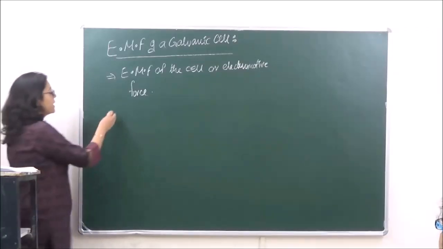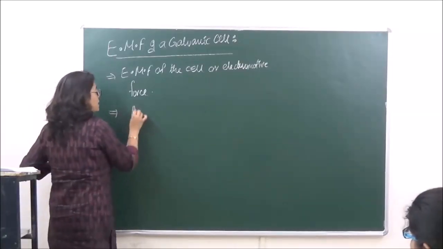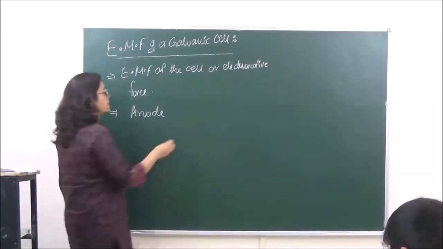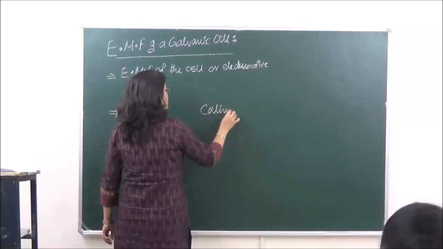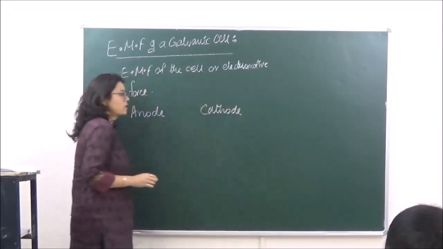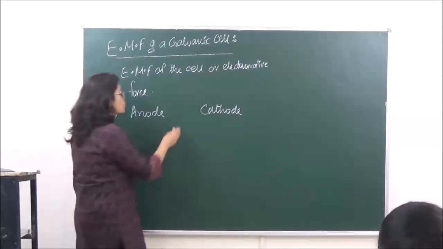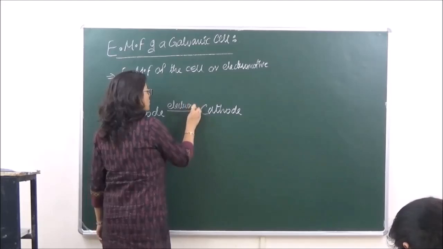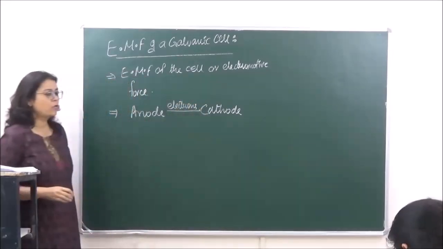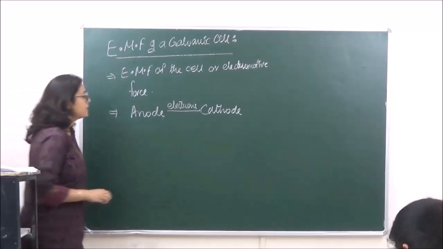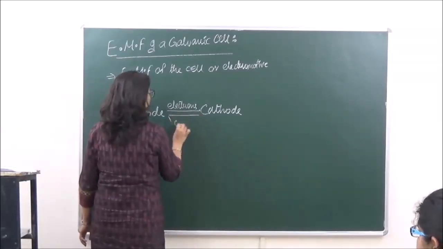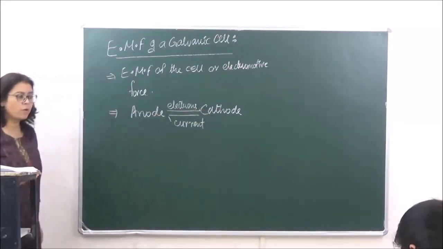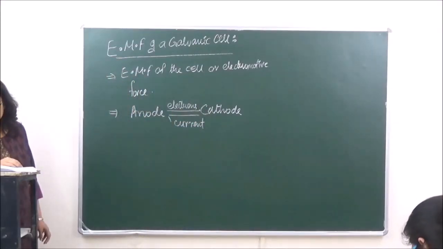We know that in any galvanic cell, there is one anode where oxidation is taking place and a cathode in which reduction is taking place. We have also seen that the electrons flow from the anode to the cathode. Therefore, current will flow from the cathode to the anode, in the opposite direction to which the electrons are flowing.